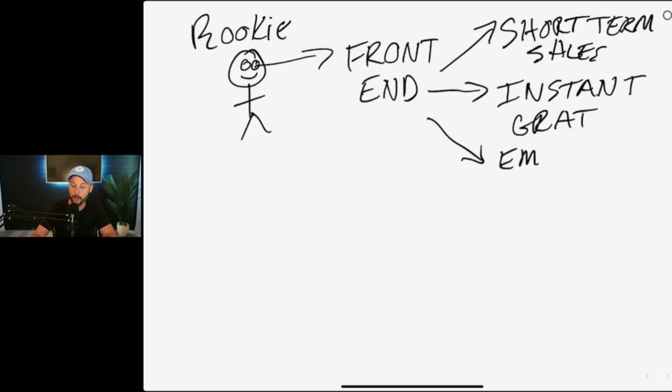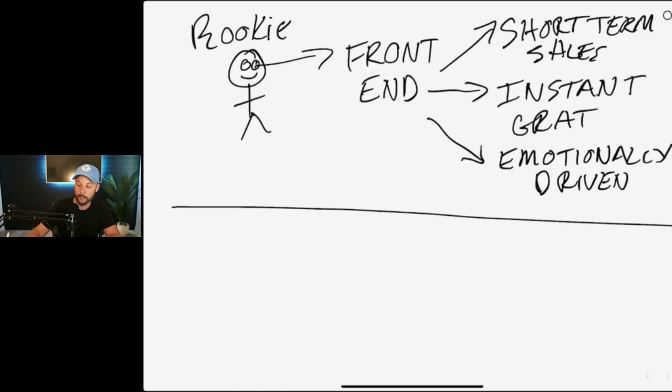The other thing that rookie marketers make a big mistake on is that they are emotionally driven. They run ads and pick their creatives and make business decisions based off of their emotions and their opinions, right? And that is not the way that a professional marketer should run their business, right? So that is the overall snapshot of what a rookie marketer acts like, right?